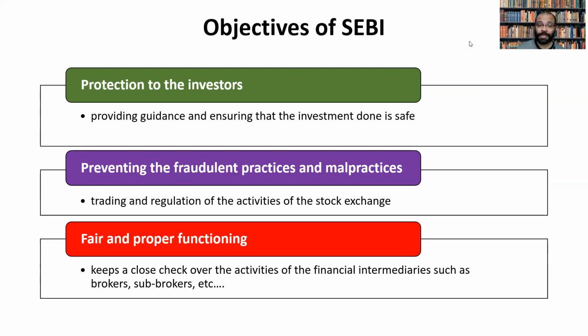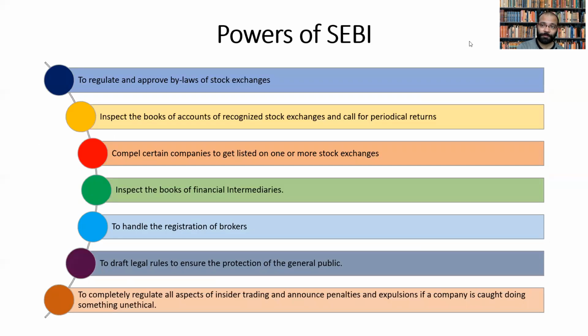The third category is fair and proper functioning. SEBI keeps a close check over the activities of the financial intermediaries like brokers and sub-brokers, etc., so that they don't end up in malpractices and creating a bad environment in the stock market. So all this is ensured with the help of SEBI.